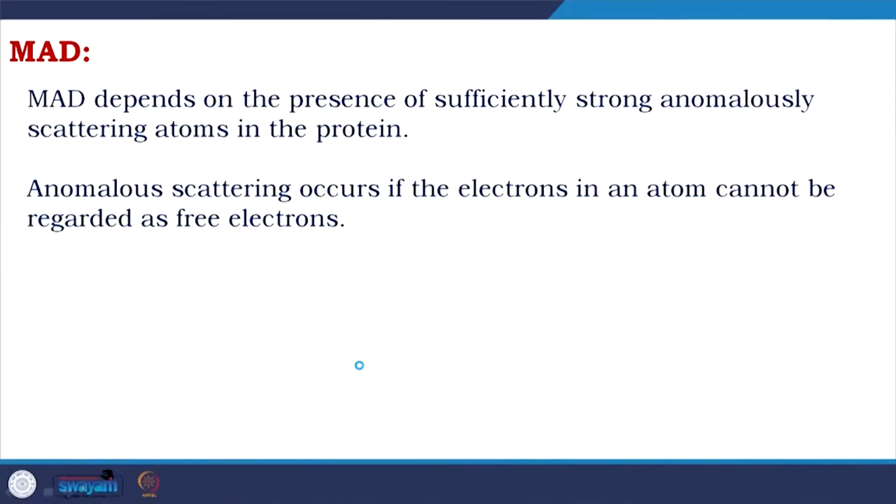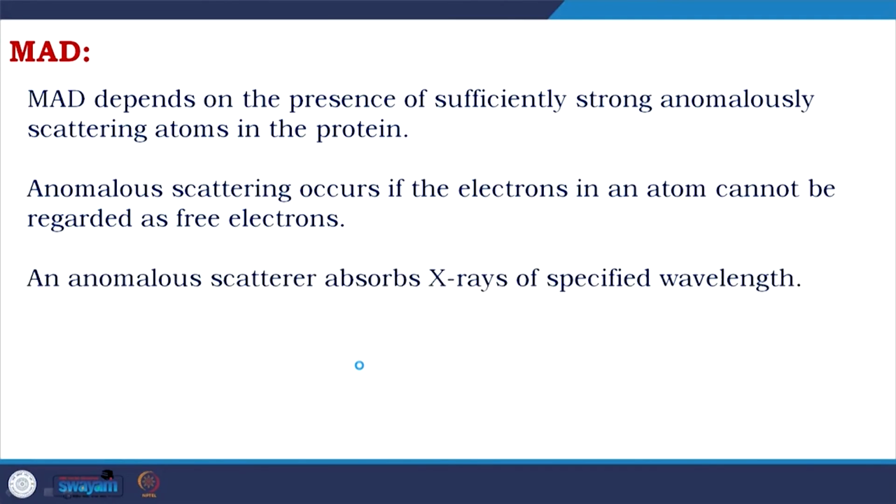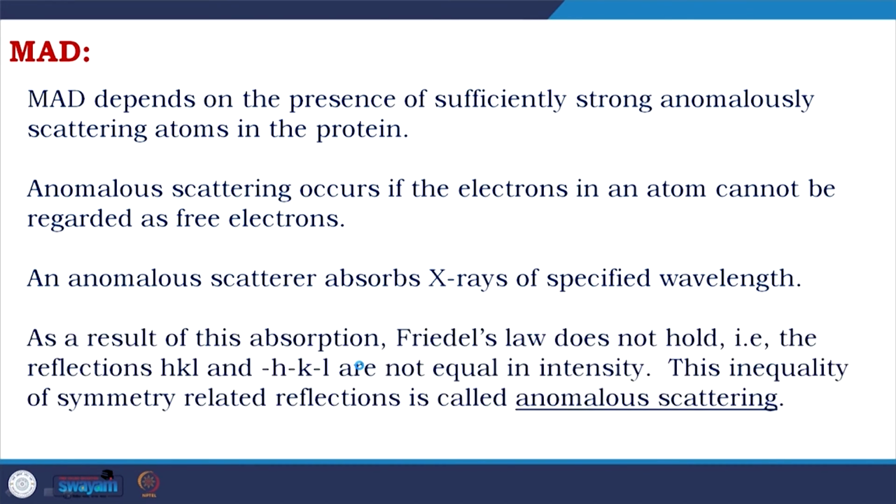Anomalous scattering occurs if the electrons in an atom cannot be regarded as free electrons. An anomalous scatterer absorbs X-rays of specified wavelength. As a result of this absorption, Friedel's law does not hold, that is, the reflections h k l and minus h minus k minus l are not equal in intensity. This inequality of symmetry related reflections is called anomalous scattering.